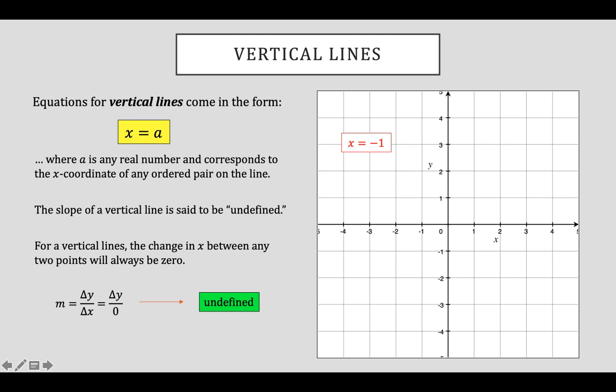Here's an example of the line x equals -1. Again, vertical lines always come in the form of x equals some number. That would be this vertical line right here. And you might notice that the x-coordinate of every single point on that line is going to be -1. Similarly, x equals 3 is also going to be a vertical line. And the x-coordinate of every single point on that vertical line is going to be 3.